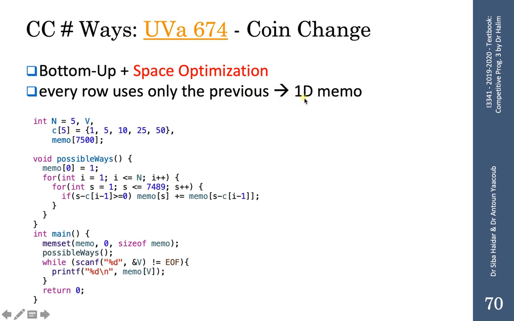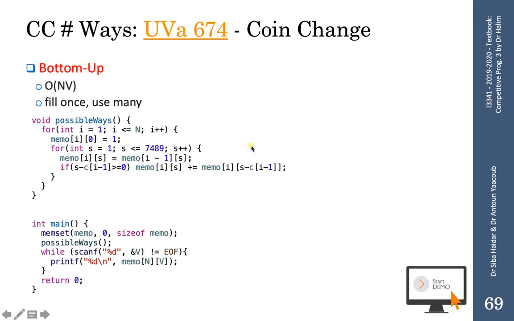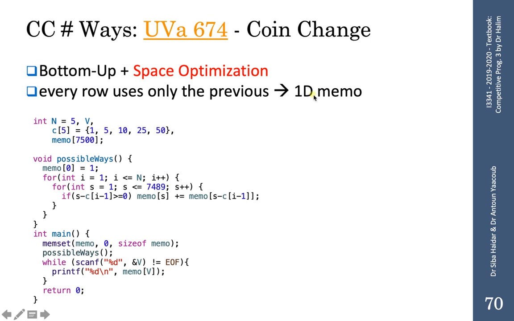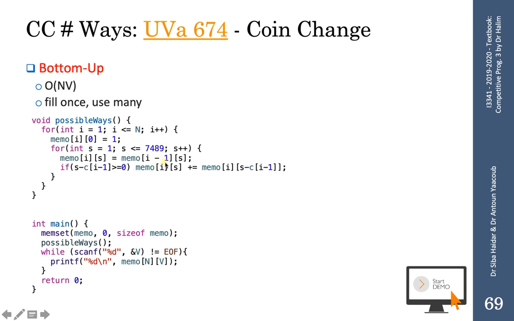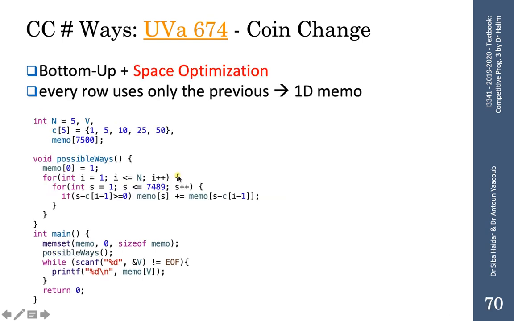We only need, in fact, not the previous row, but the previous of the previous row. So we only need a one-dimensional memo since we are calculating from left to right. So we use the old value and we replace it, and the next column will use the updated value. So we remove every two-dimensional state, we remove I and I minus 1, and we keep only the state of value, and this gives us a memo 1D.